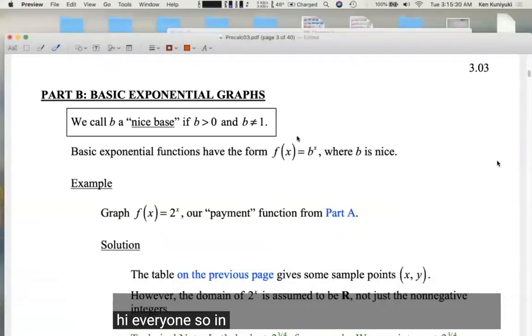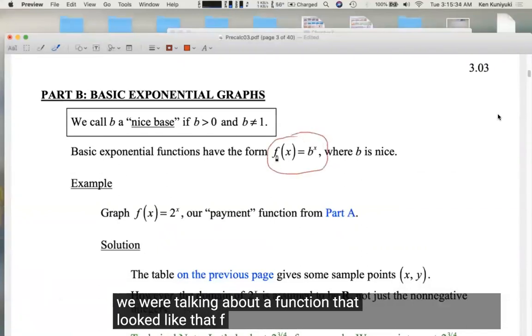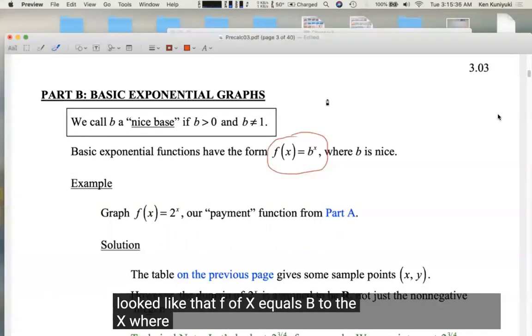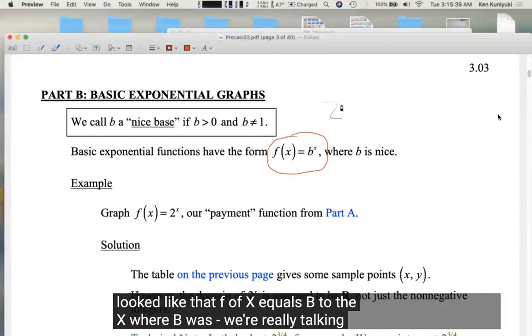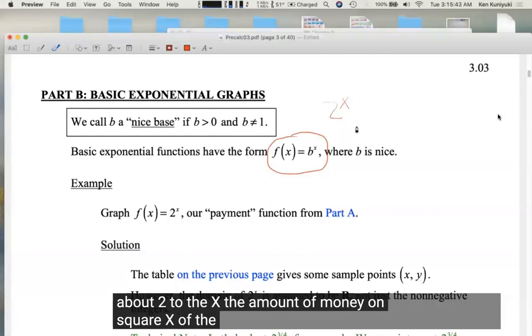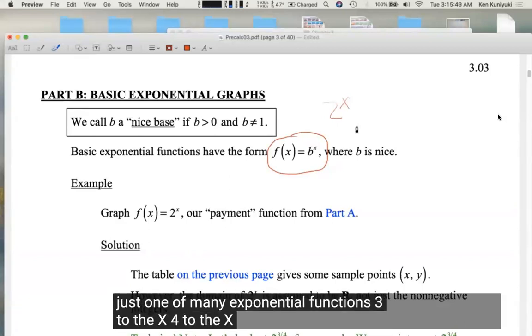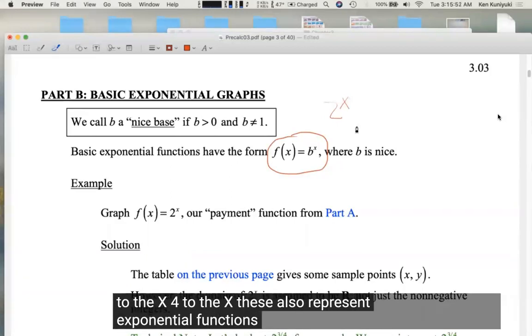Hi, everyone. So in the chessboard example, we were talking about a function that looked like f of x equals b to the x, where b was 2. We were really talking about 2 to the x, the amount of money on square x of the chessboard. But that's just one of many exponential functions. 3 to the x, 4 to the x. These also represent exponential functions.